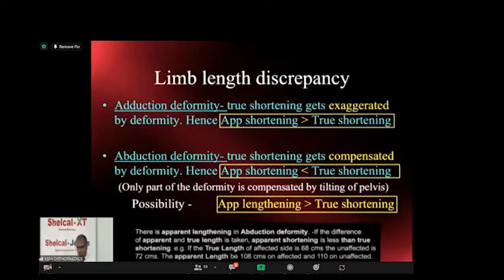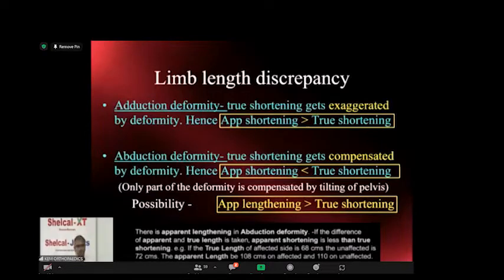This slide, all of you can take a picture of it. This is important, and you should remember it, even when you are sitting in the washroom, in the toilet. Just mug it up or whatever. So in adduction deformity, the true shortening gets exaggerated by the deformity. Clear? Whatever amount of true shortening, it gets exaggerated.